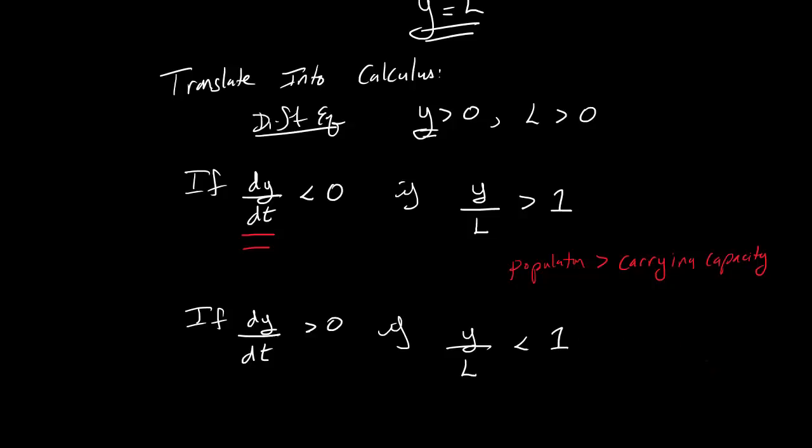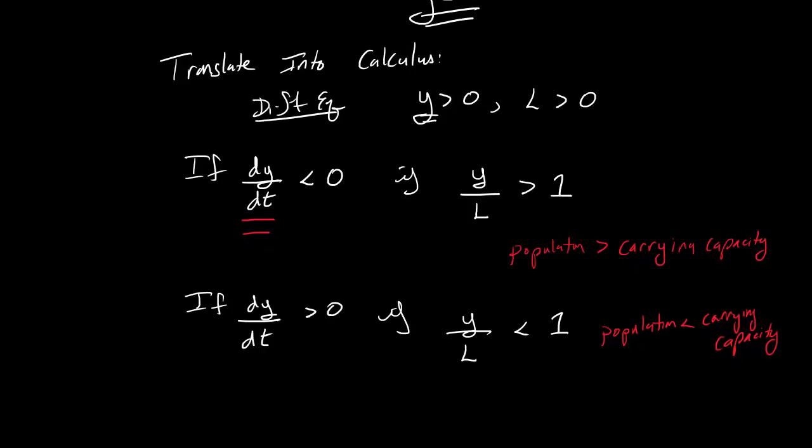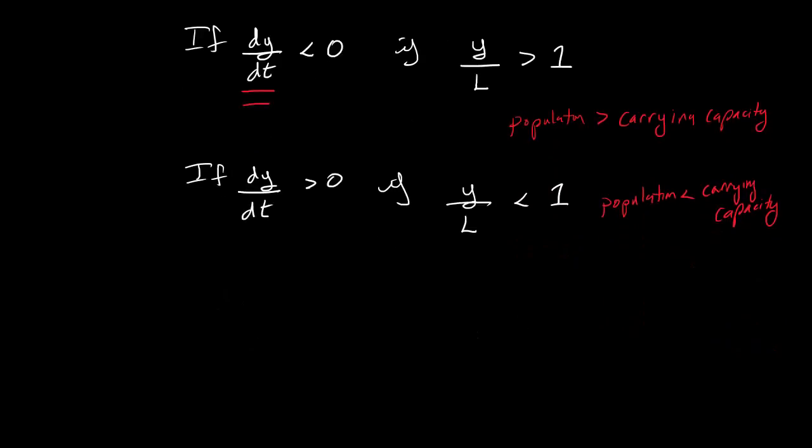So here, the population is less than the carrying capacity. So we have these two circumstances. This begs the other question I know most of you are probably thinking: what happens when the rate of change is equal to 0? I mean, there's no rate of change.